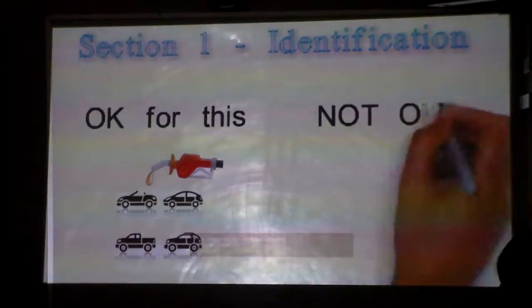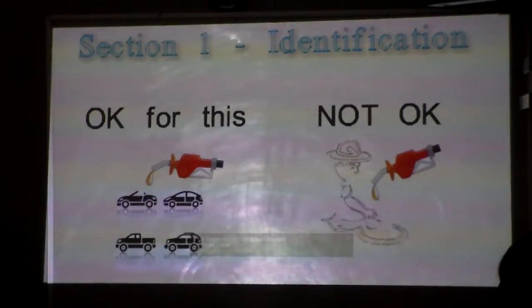What is this product recommended for, and are there any restrictions on its use? This information is also required to be included in Section 1.